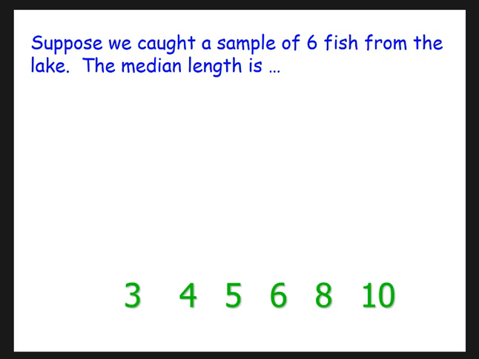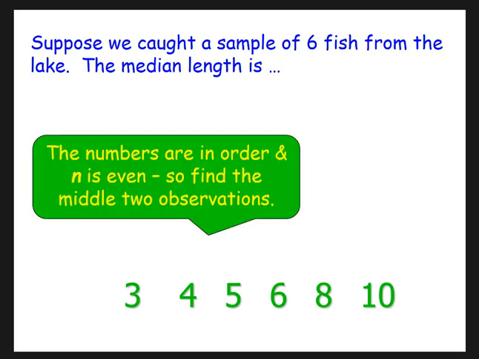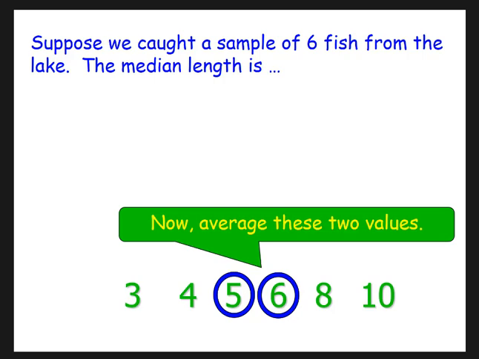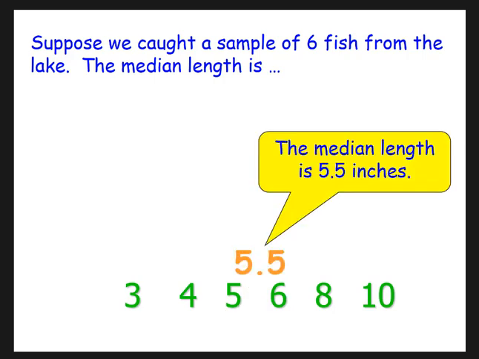Here, n is even. There's 6 items in our sample. We work our way in, and there's two numbers in the middle. So the median is between them. To find that, we add them together and divide by 2. 5 plus 6 is 11, divided by 2 is 5.5.